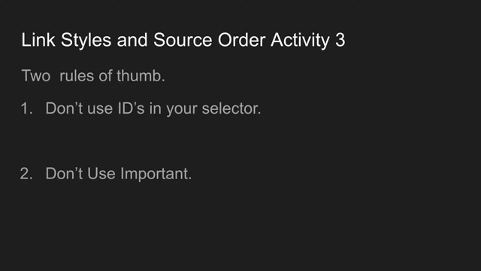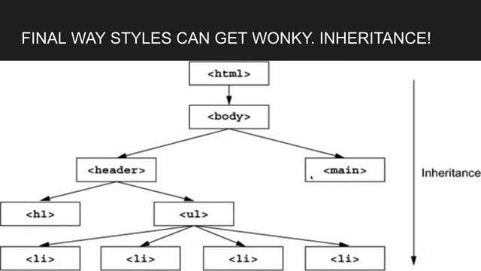So these are two rules of thumb. Don't use IDs in your selectors, and don't use important. Obviously, these are just rules of thumb. You could definitely use those depending on your use case.